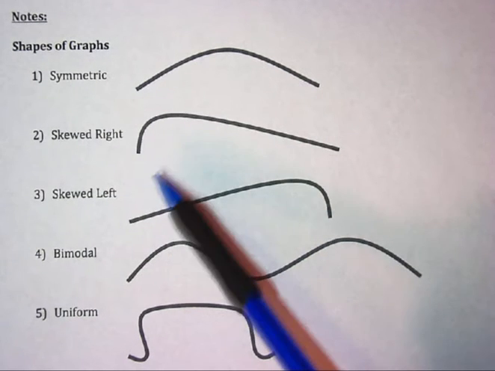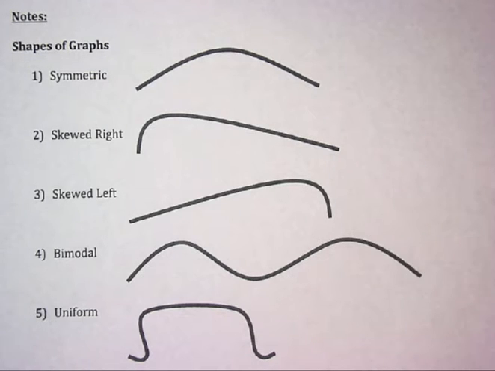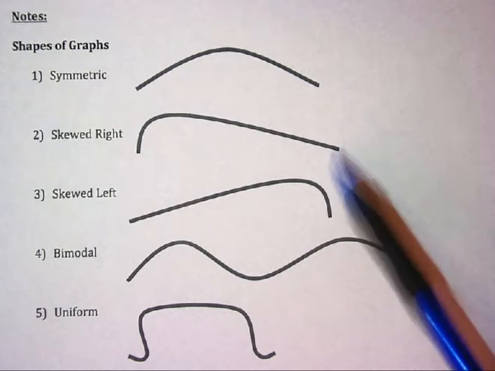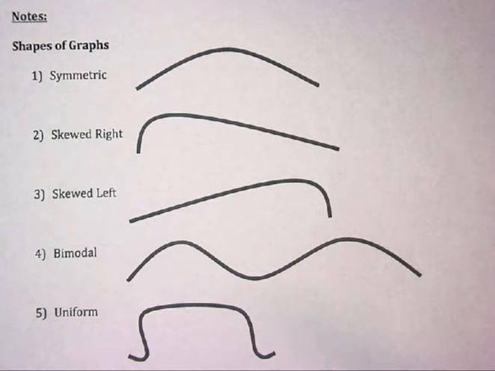Skewed right has a majority of the data on the left side of the graph and then it goes to the right. This is called a tail. Whichever way the tail is facing, that's how it's skewed. So when the tail is on the right, it's skewed right. When the tail is on the left, it's skewed left.